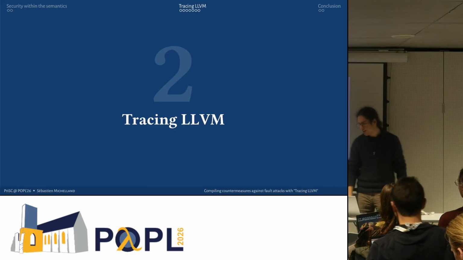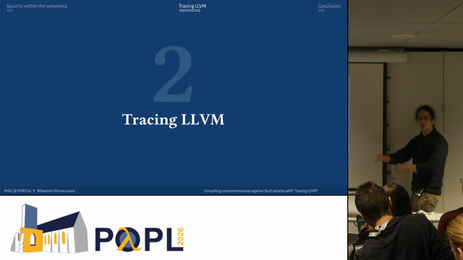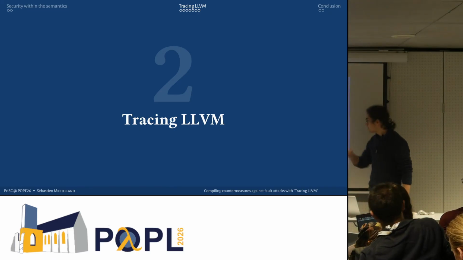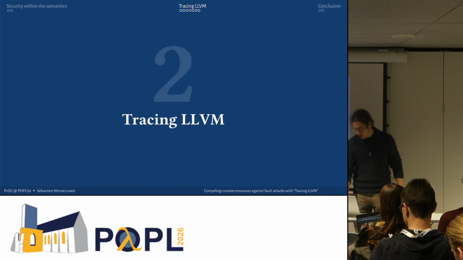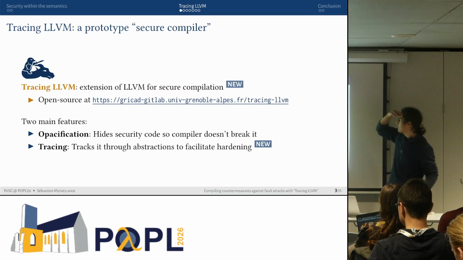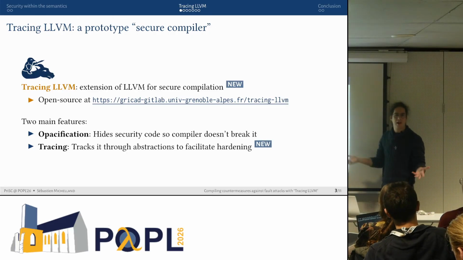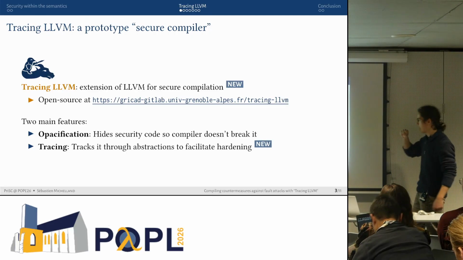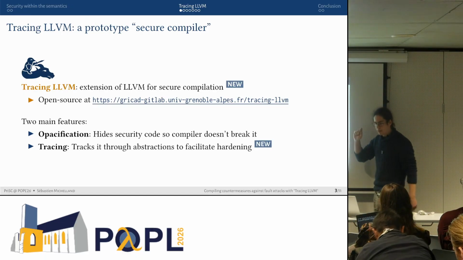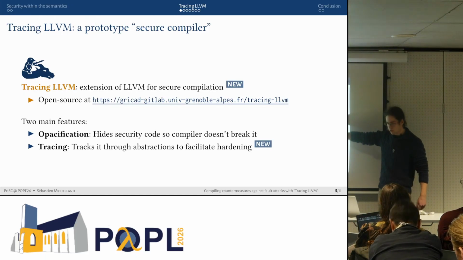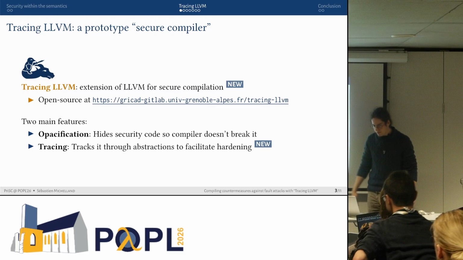Now, how do we deal with this? And this is the last component that I didn't explain in the title. Tracing LLVM, that's just a name. It's the name of the compiler extension that I work on, which you can think of as a prototype secure compiler for this kind of security countermeasures. And since I might forget, this will lead you to the code, the docs, and the tests.